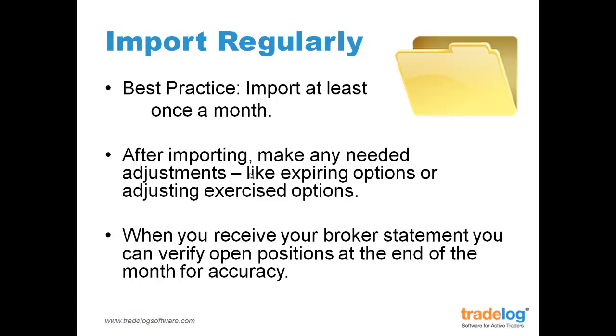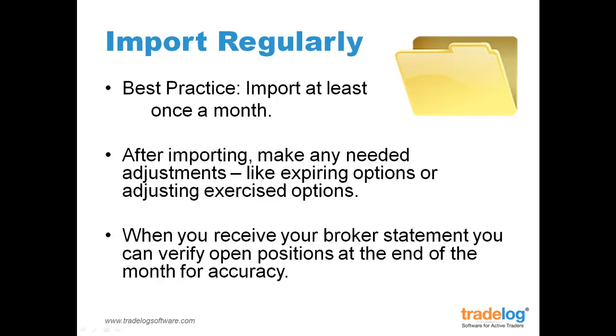Now, after you import your trade history, you can go ahead and make any needed adjustments, like expiring options. If you had any exercised options, you can adjust for those. If there were any corporate actions that you know might have happened that you need to adjust for, it's a lot easier to do those when they've just happened recently, because you can find the information from your statements, you remember what happened. So go ahead and make those adjustments. In fact, when you receive your statement from your broker, you can even verify your open positions at the end of each month just to make sure your data is accurate. Users who do that find that they always have excellent accuracy with TradeLog at the end of the tax year.